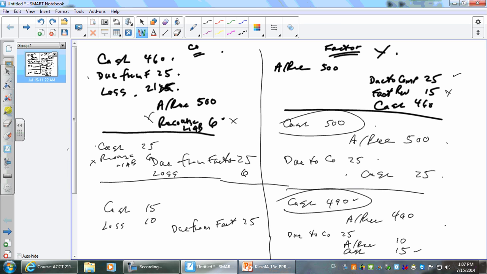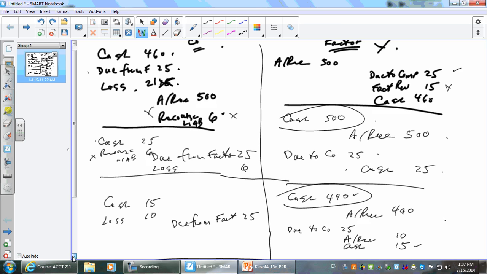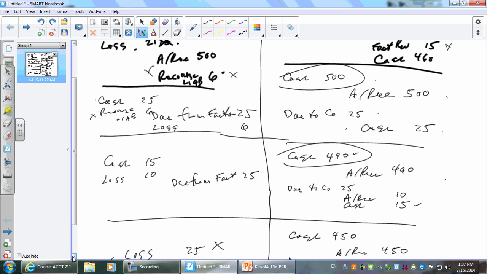Let's try that. The factor's still going to look the same, aren't they? What's going to happen to the company? They don't have a 10 loss this time, do they? Aren't you still going to get rid of the recourse liability? How much? Still 6, right? Everybody agree? Everything stays the same on the factor, like we said, always does. Okay? I get rid of the recourse liability.